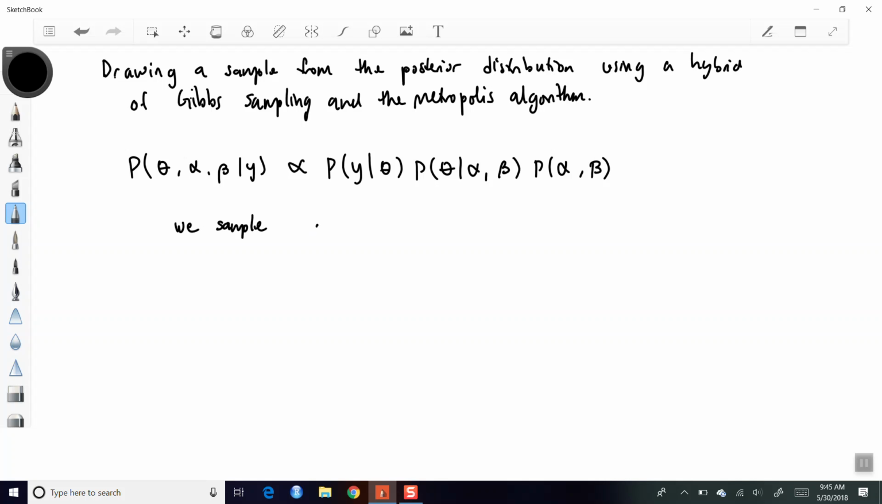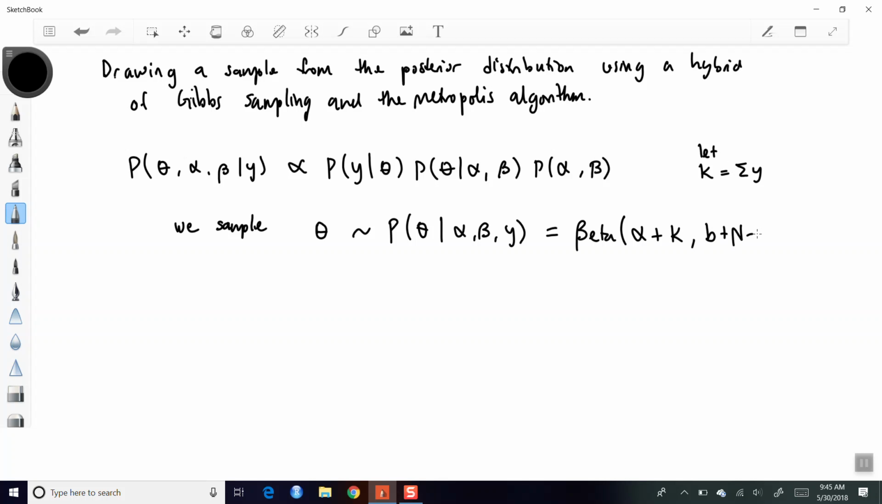We sample theta from the conditional distribution of theta given alpha, beta, and y, right? Which we know is equal to the beta distribution of alpha plus k, where we let k equal the sum of the y's, and beta plus n minus k. So this would be a Gibbs step.